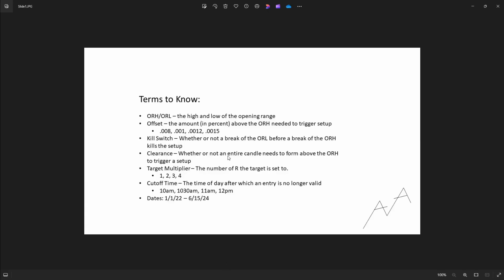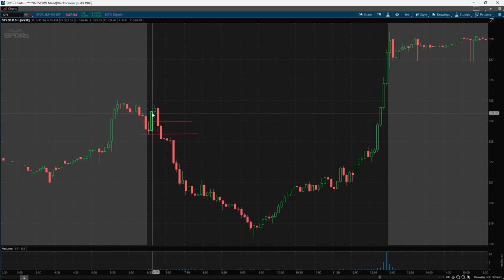The clearance is whether or not an entire candle needs to form above the opening range high to trigger a setup. This is actually a really good example of that, because this would be the clearance candle, right? Basically, the entire candle, including the wicks, is above the opening range high, rather than a candle like this where maybe it reaches the excursion that it needs to get up here. The offset, offset's not a great word, but it's what I'm using. So it reaches that target there, the offset target, but there's no candle that's completely above yet, until this one gets put in. Maybe that matters, maybe it doesn't.